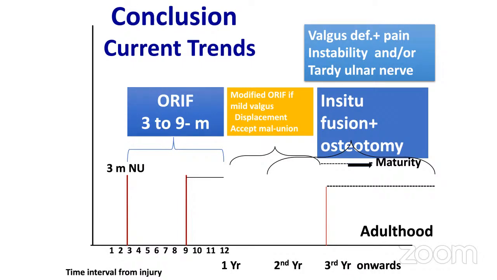And for patients presenting 3 years onwards till maturity, you can go for a dome osteotomy or any corrective osteotomy to correct the valgus deformity and instability. And you can also go for in situ fusion in these cases.